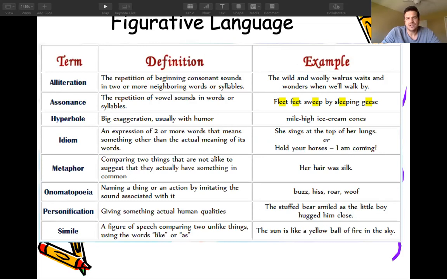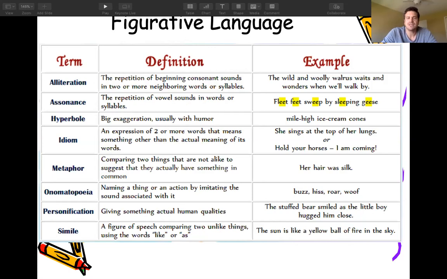Hyperbole, big exaggeration: mile high ice cream cones. An idiom is an expression that isn't meant to be taken literally. She sings at the top of her lungs, or hold your horses. Metaphor compares 2 things without using like or as. It makes a direct comparison. His hair was silk, her hair was silk.